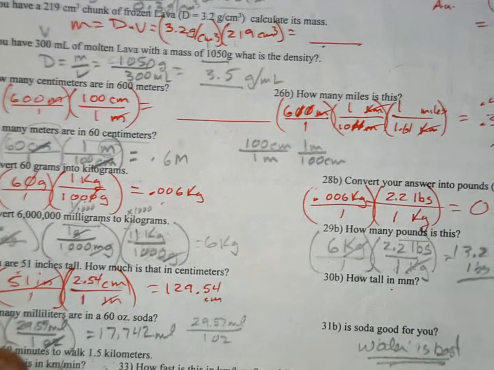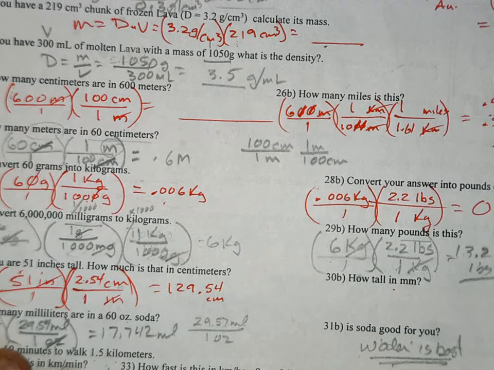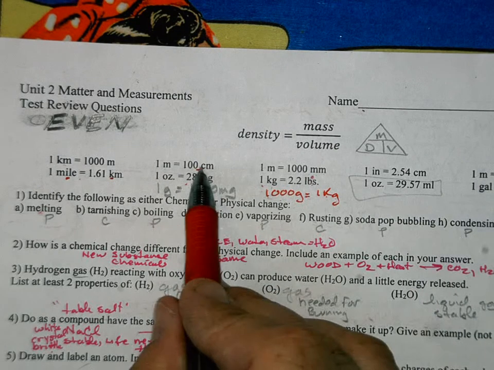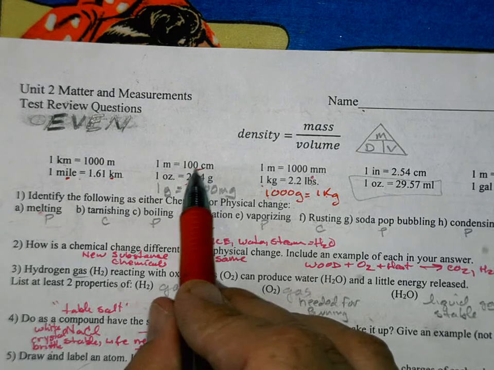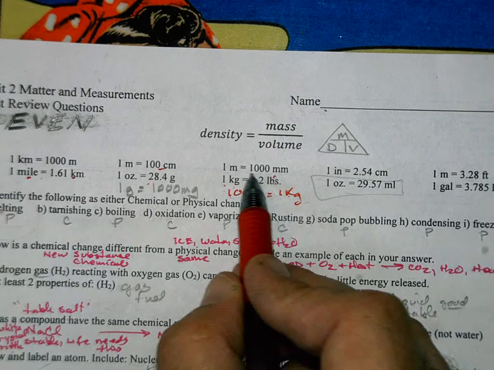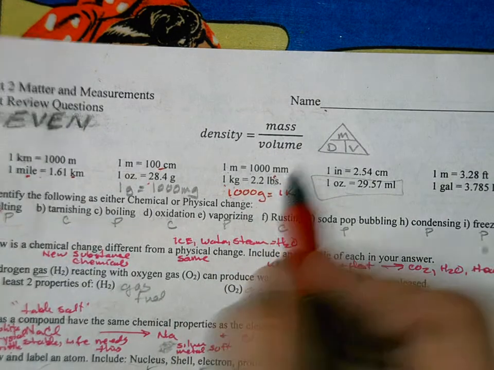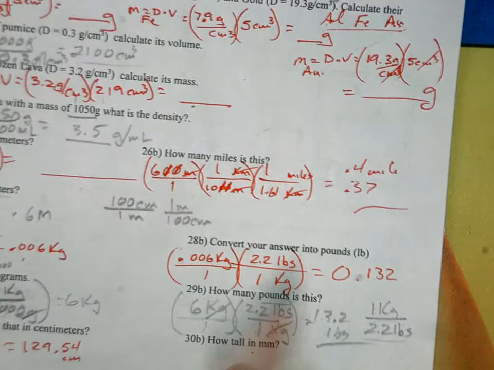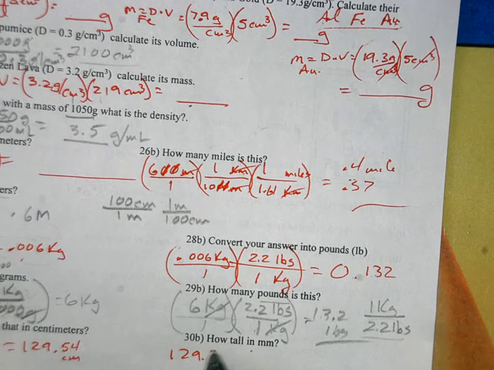Now, how tall is that in millimeters? This is going to be a two-step conversion because with the conversions we've given you, 1 meter is 100 centimeters, which will be the next one. We'll convert the centimeters into meters, and then we have right here 1 meter is 1,000 millimeters. This is a little bit of a long way to do it, but it'll work. So we're going to start with what's given, 129.54 centimeters. That was the answer to our previous problem.